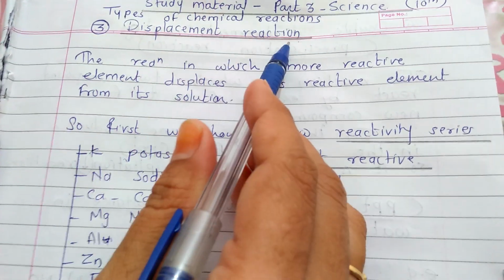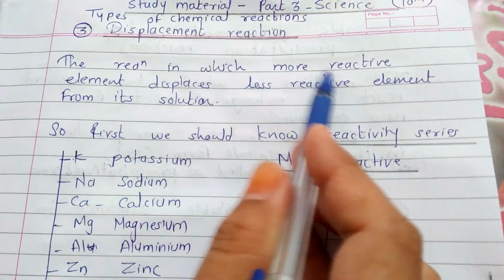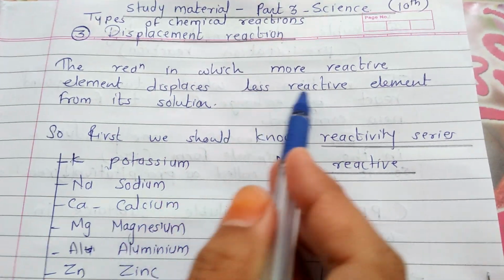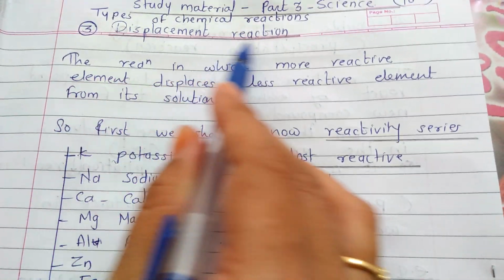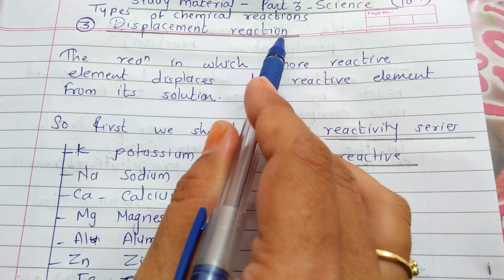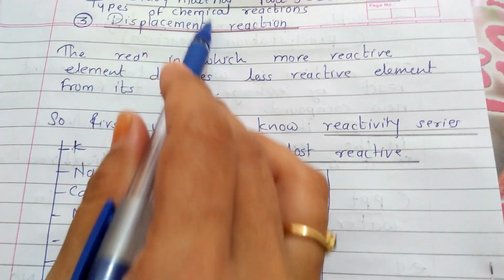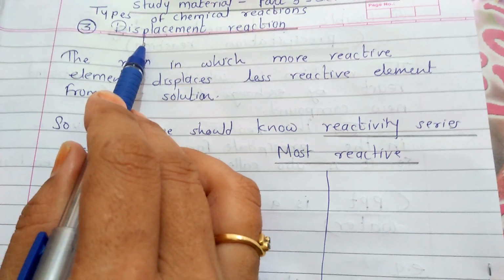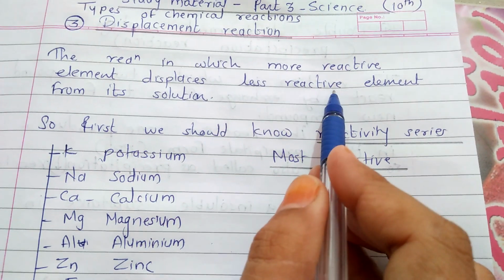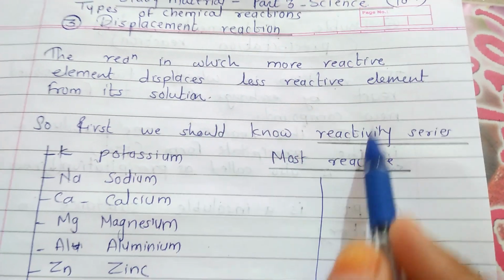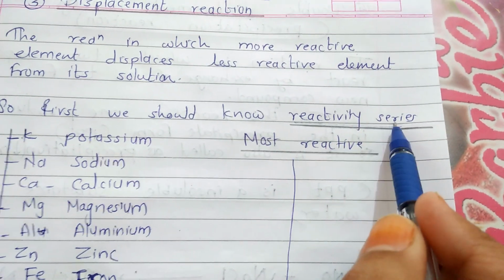Now, what is a displacement reaction? The reaction in which a more reactive element displaces a less reactive element from its solution is called a displacement reaction. But before studying this, we should know which is the more reactive element and which is the less reactive element. For that purpose, we should know the reactivity series.